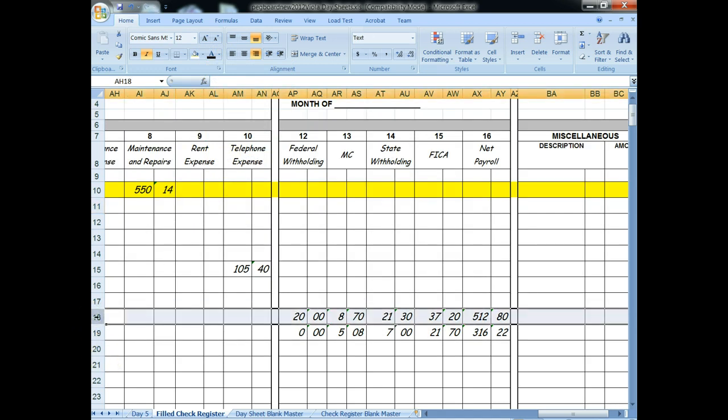Okay, so we're going to put federal withholding $20, which you have, Medicare $8.70, state withholding $21.30, FICA $37.20, and then your net payroll $512.80. We will be writing to the accounting firm. We'll be sending them the payroll taxes that we withdrew from Mr. Pinelli and Miss Jackson's checks. So make sure, again, you expense all of the taxes that we took out.